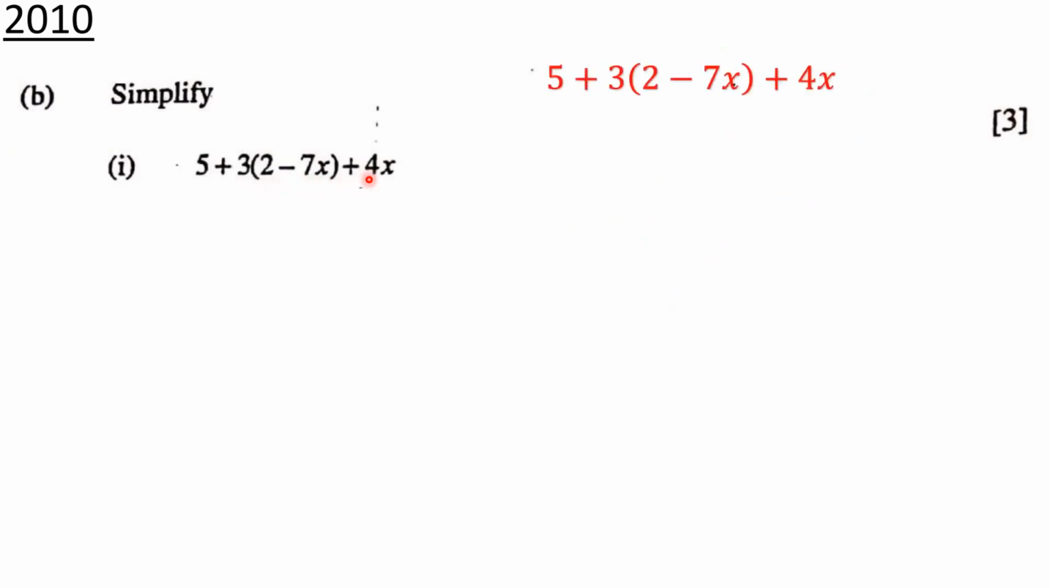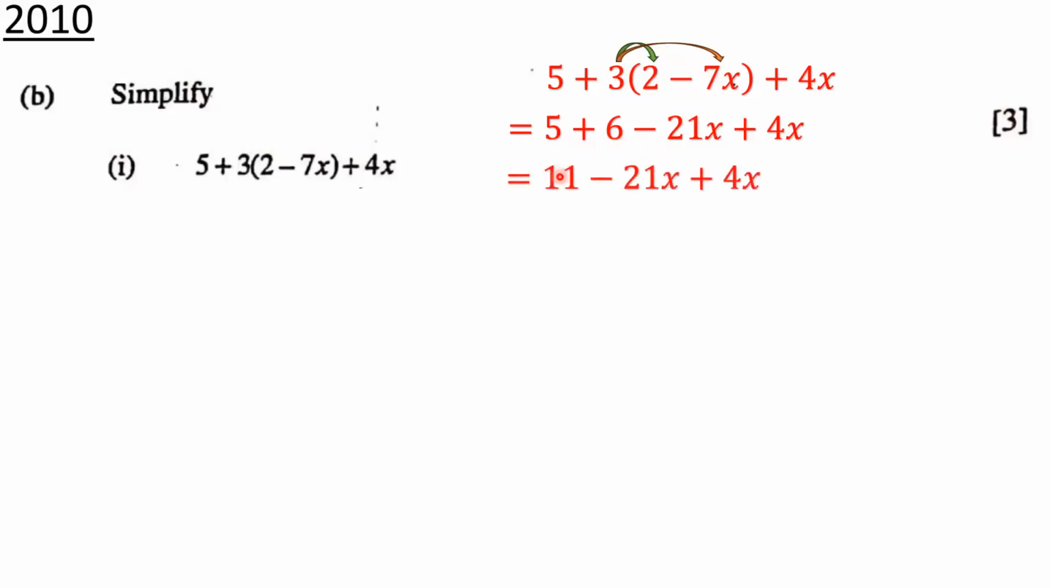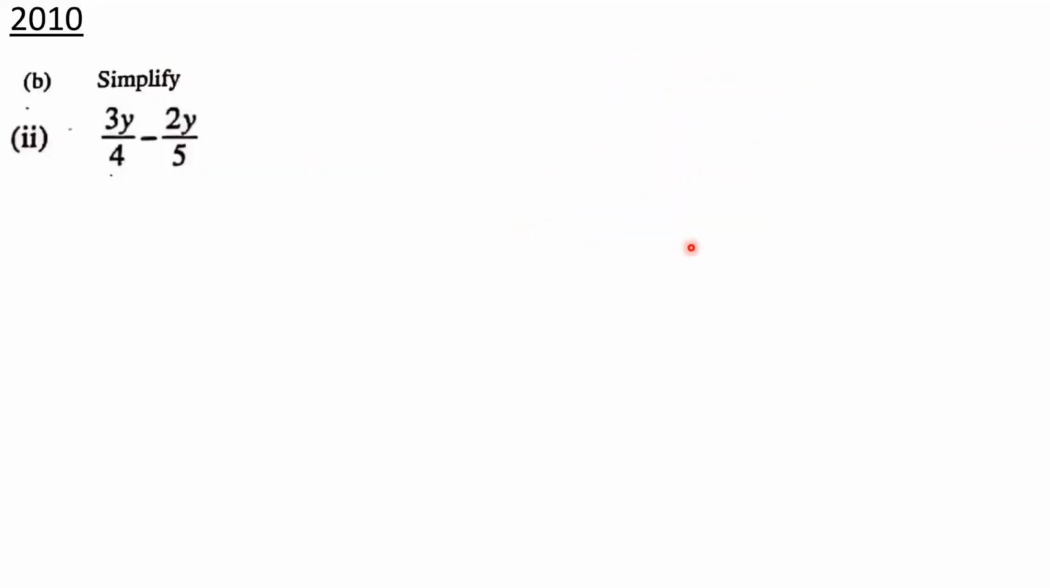Okay, the first thing that we're going to do is multiply 3 times 2. And then we're going to multiply 3 times negative 7x. 3 times 2 is definitely going to be 6. And 3 times negative 7x is definitely going to be negative 21x. Now we're going to add 5 and 6 since they're like terms, which is going to give us 11. And then we're going to add negative 21x plus 4x, which is definitely negative 17x. So we have 11 minus 17x. Okay, let's move on to the next question.